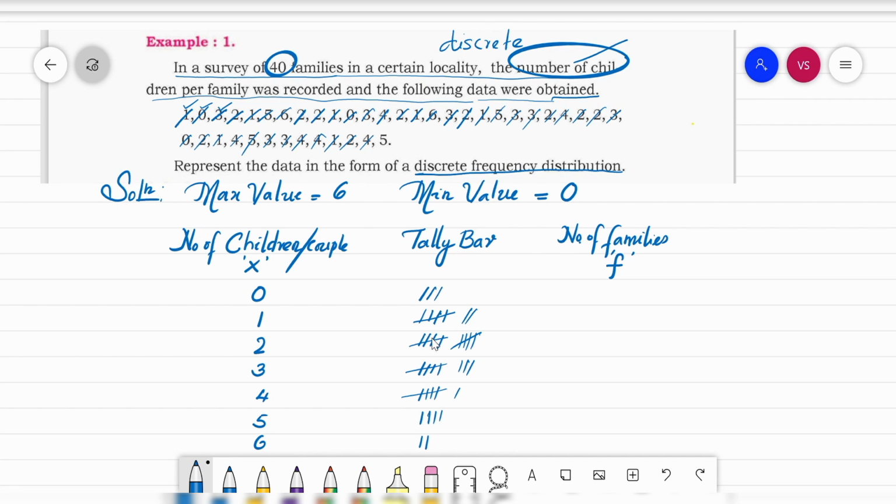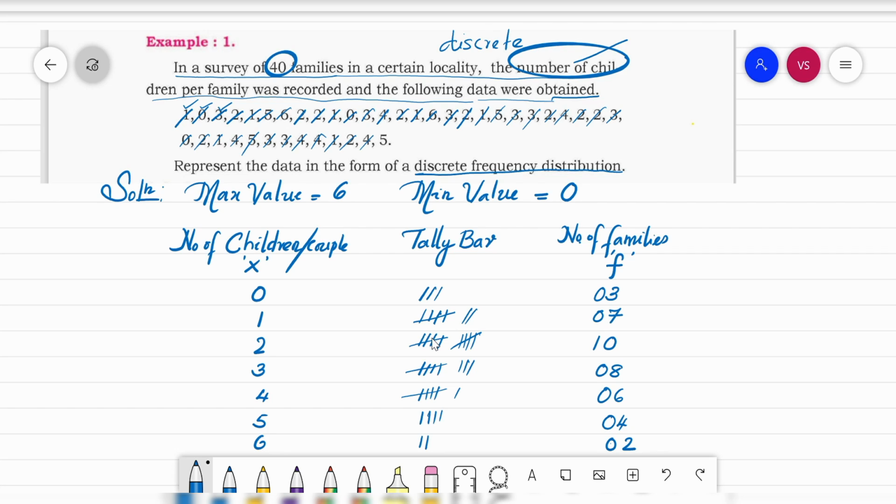If you write this, we'll see the number of tallies here. Number of tallies for 0 is 3. Number of tallies for 1 is 7. Number of tallies for 2 is 10. Number of tallies for 3 is 8. Number of tallies for 4 is 6. Number of tallies for 5 is 4. And number of tallies for 6 is 2.